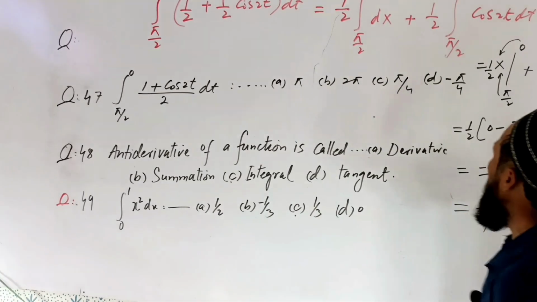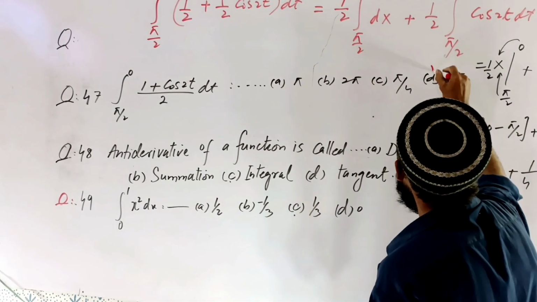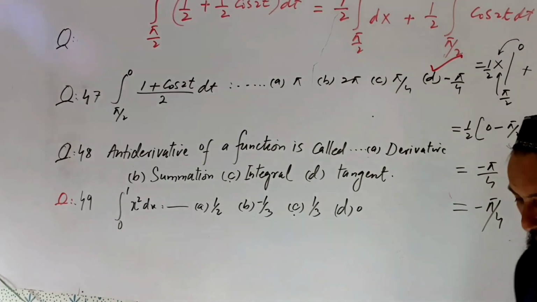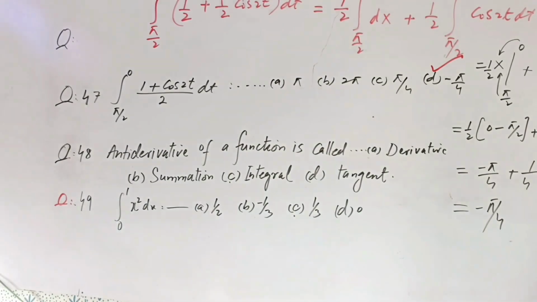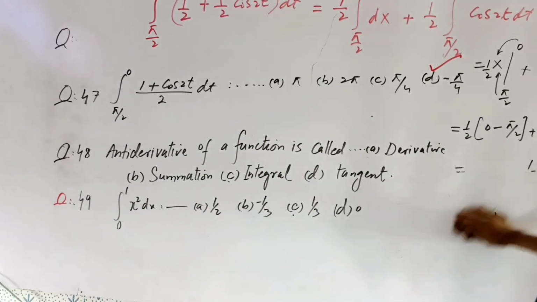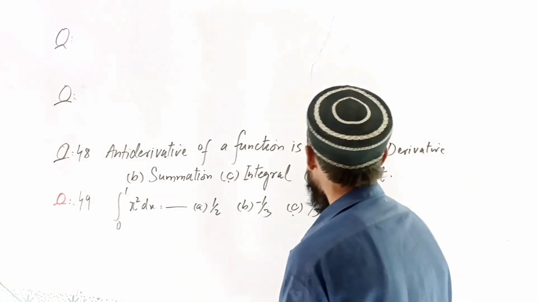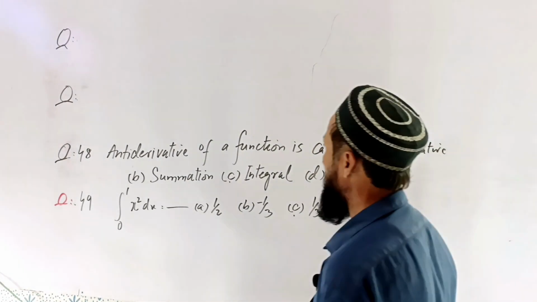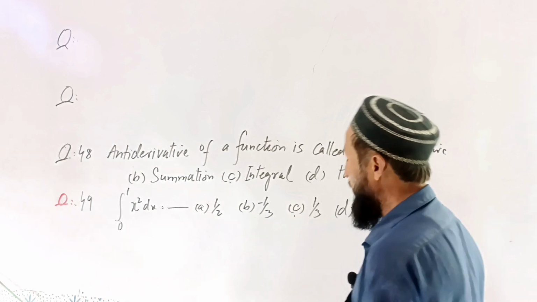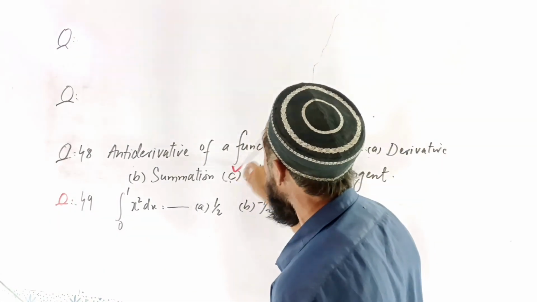Correct option here, D is the correct option. Differentiation is called derivative. Antiderivative means integration. So option C is the correct option.